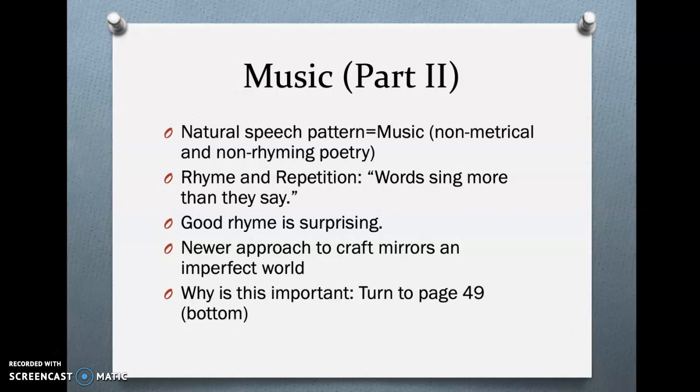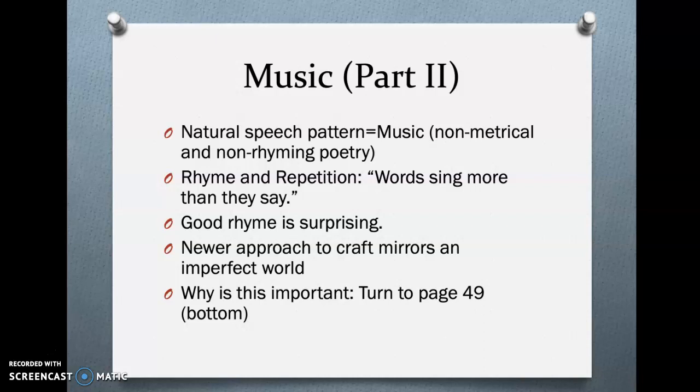We're continuing our talk of music this week, and one of the things we're focusing on is this idea of formal poetry versus free verse poetry. Sometimes poetry is not metrical and not rhyming, and then what's the music in that? The music is the natural speech pattern. We all know this from music, from rap music, from spoken word. Even if it doesn't rhyme or have meter, there is this kind of musicality to the way that we speak. And rhyme and repetition help that.